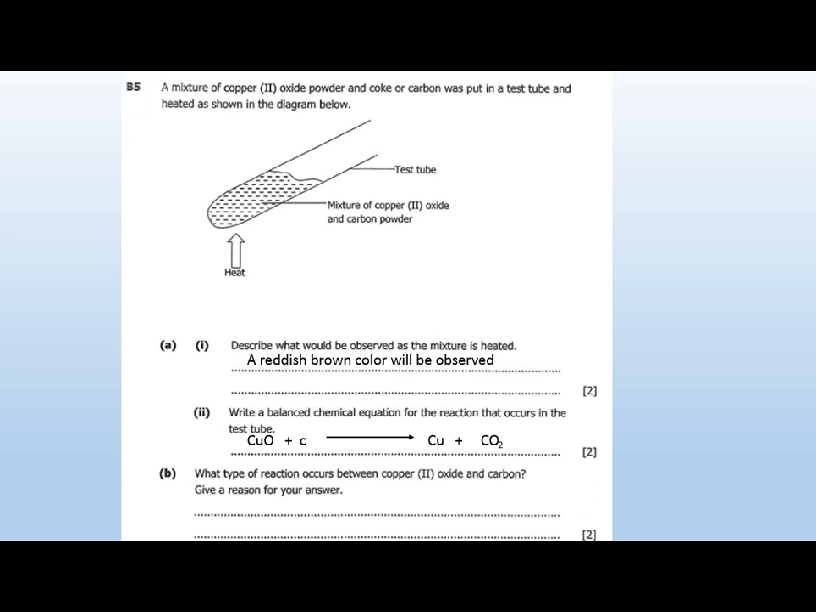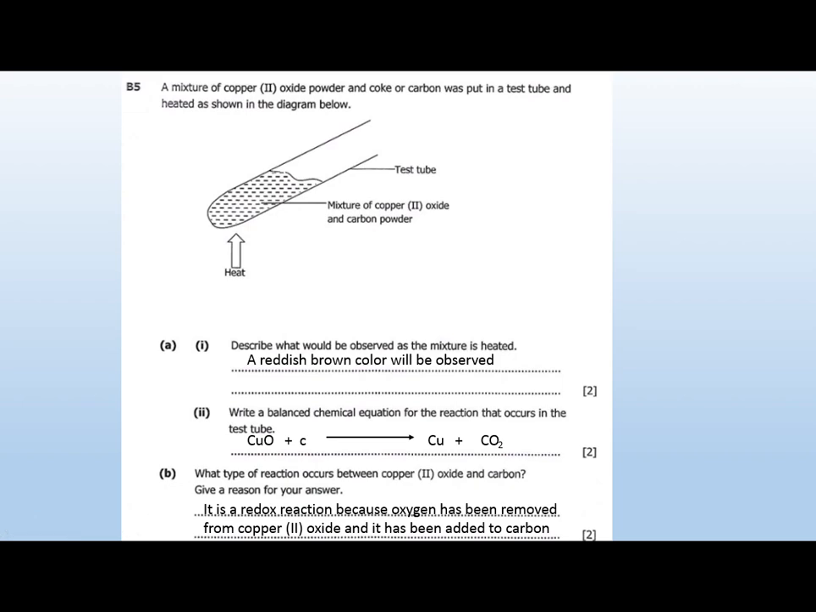Then for a reason you say because oxygen has been removed from copper(II) oxide and added to carbon. That is it, guys. So this is what I mean: you say it is a redox reaction because oxygen has been removed from copper(II) oxide and it has been added to carbon. Thank you.